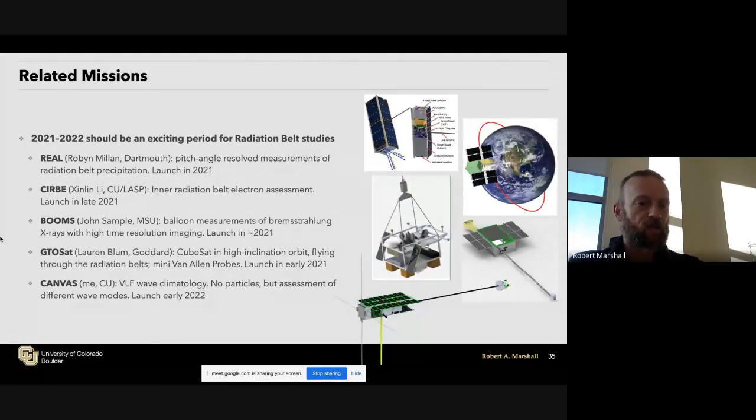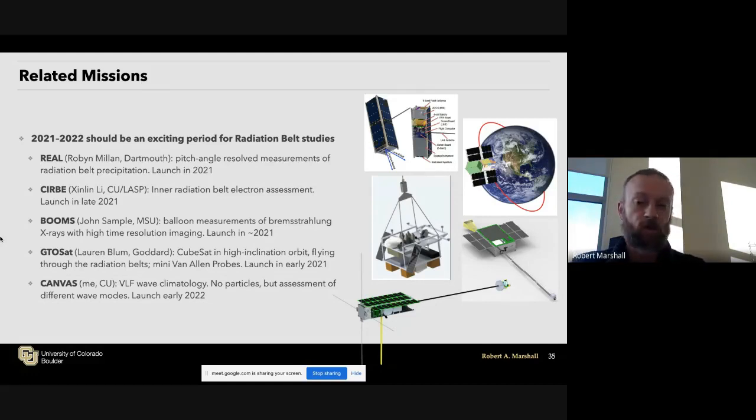So REAL is a CubeSat from Robyn Millan at Dartmouth, which is going to make highly detailed pitch angle resolved measurements from low Earth orbit to better characterize precipitation. CERBI is not quite going to tie directly into what I've been talking about. It's mainly focused on inner radiation belt electrons rather than the outer radiation belt electrons. And Shinlin Lee is the PI.